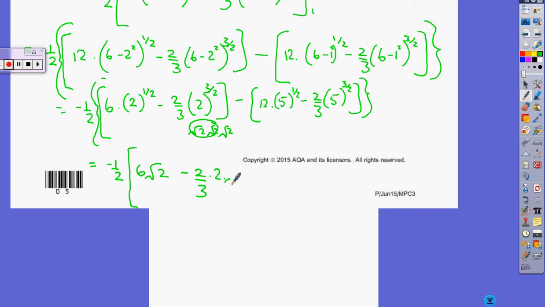So if you put that into your calculator, you will get 2 root 2 out. Then I'm going to minus 12 lots of root 5, and then that minus and a minus make this plus 2 lots of 3, and the same thing will happen here. 5 root 5. I'll square root it. Equals minus a half. Oh, where did that end? That should be 12.